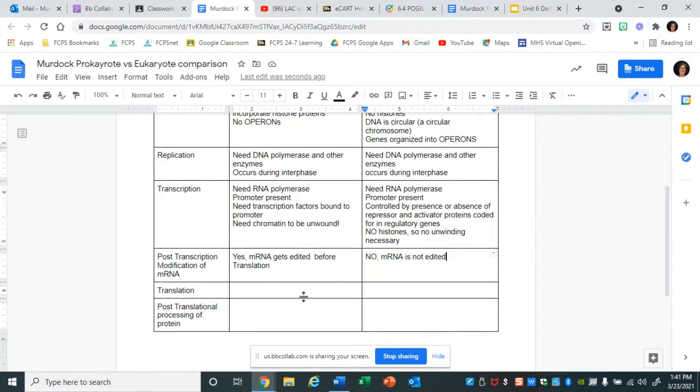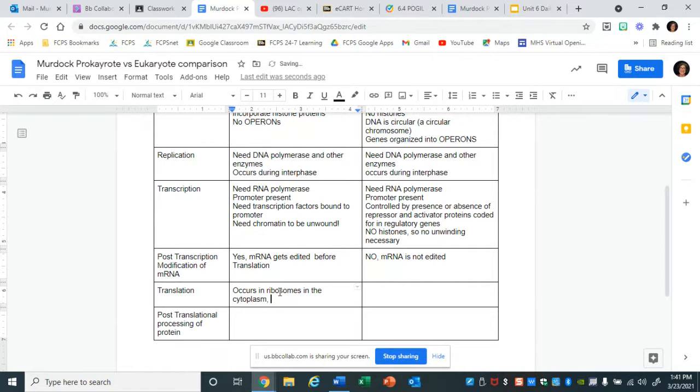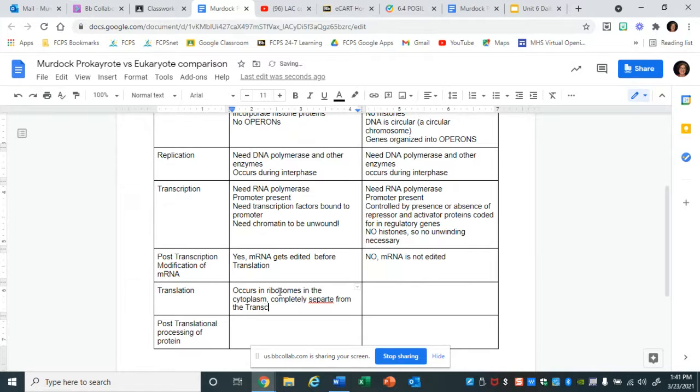All right, keep going. Translation. The translation in a eukaryote occurs in ribosomes in the cytoplasm, completely separate from the transcription step. I'll give you a minute to absorb that one because that's an important one. Translation, you learned by coloring in the big diagram, right? That the transcription happens in the nucleus and all the editing, and then the RNA goes into the cytoplasm, swims over to a ribosome, and the translation happens there. So they're very, very separate steps.